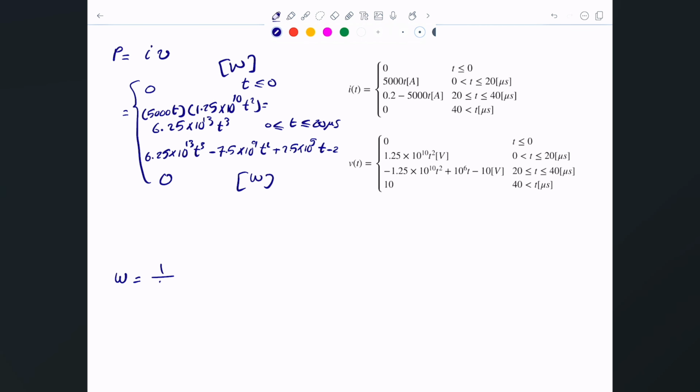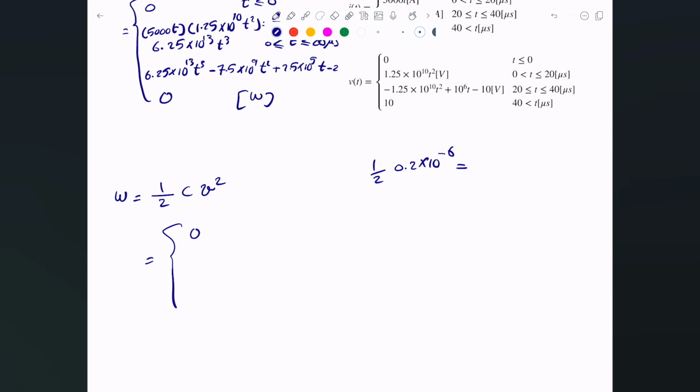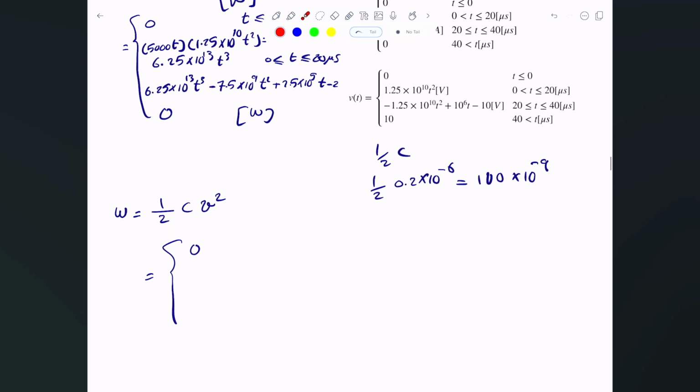As a reminder, the energy for a capacitor is half C V squared. All I have to do is take a look at the voltage in here. The first range will be 0. Of course, half of C, remember, half of 0.2 times 10 to the negative 6 is simply 100 times 10 to the negative 9. This is just half of C. That's what I computed in here for this particular example. Anyway, so half of C times V squared.